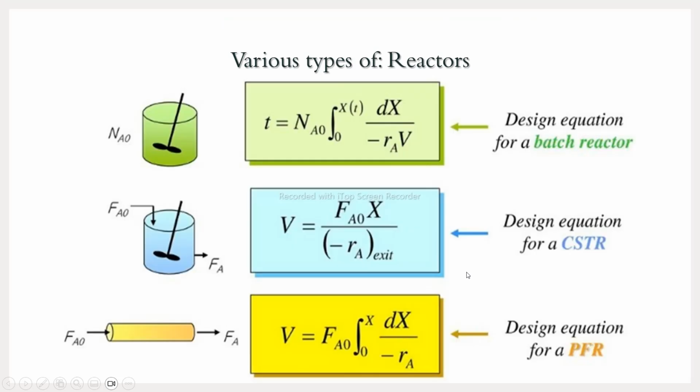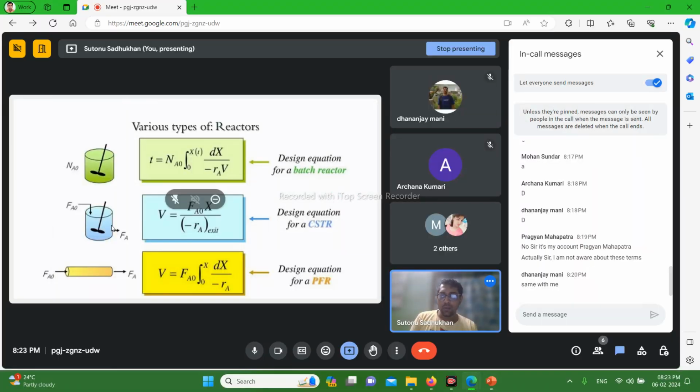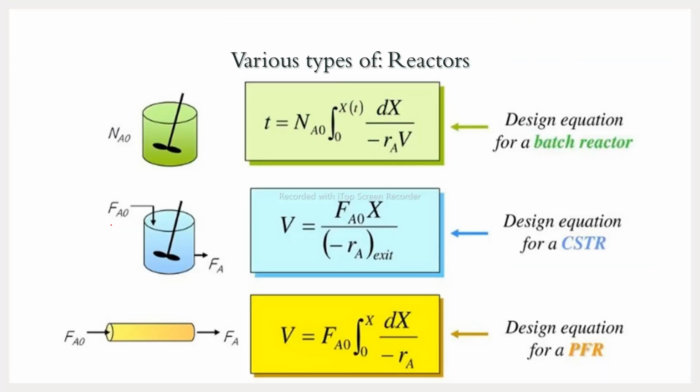So these are the various types of reactors. Number one is the batch reactor. I hope my screen is visible. Number two is your CSTR, that is MFR or mixed flow reactor or continuous stirred tank reactor. Okay, Dhananjay, you also don't know. I'll be telling you the thing. The third one is PFR or plug flow reactor.